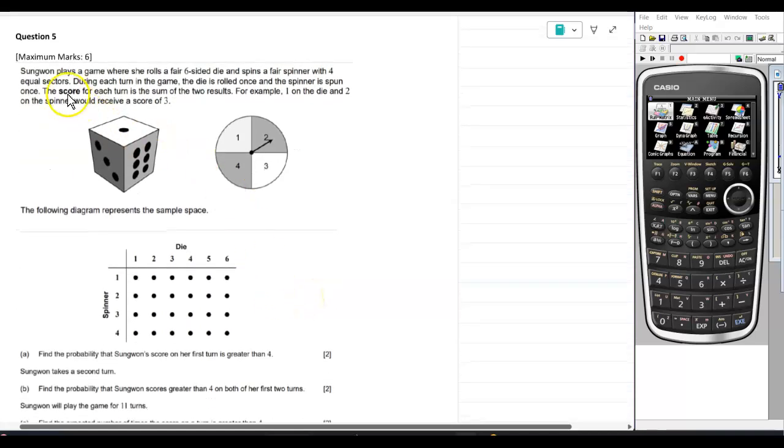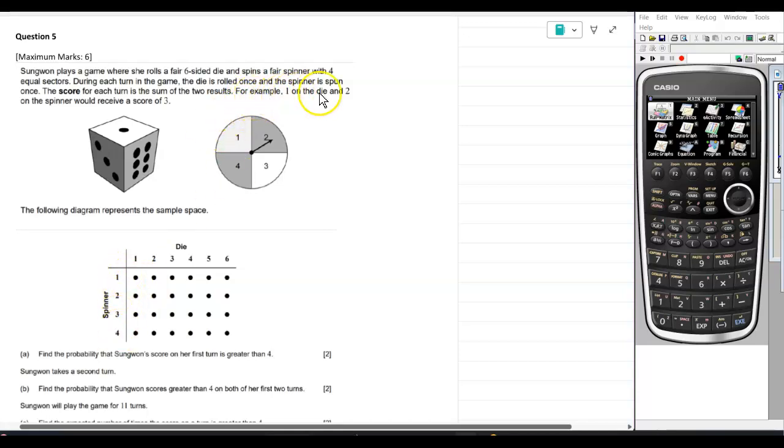Next. Someone plays a game where she rolls a fair 6-sided die and spins a fair spinner with 4 equal sectors. During each turn in the game, the die is rolled, so you roll this die, and the spinner is spun once. The score for each turn is the sum of the two results. You add the two results. Here they've given you 1, 2, 3, 4, 5, 6, and 1, 2, 3, 4.